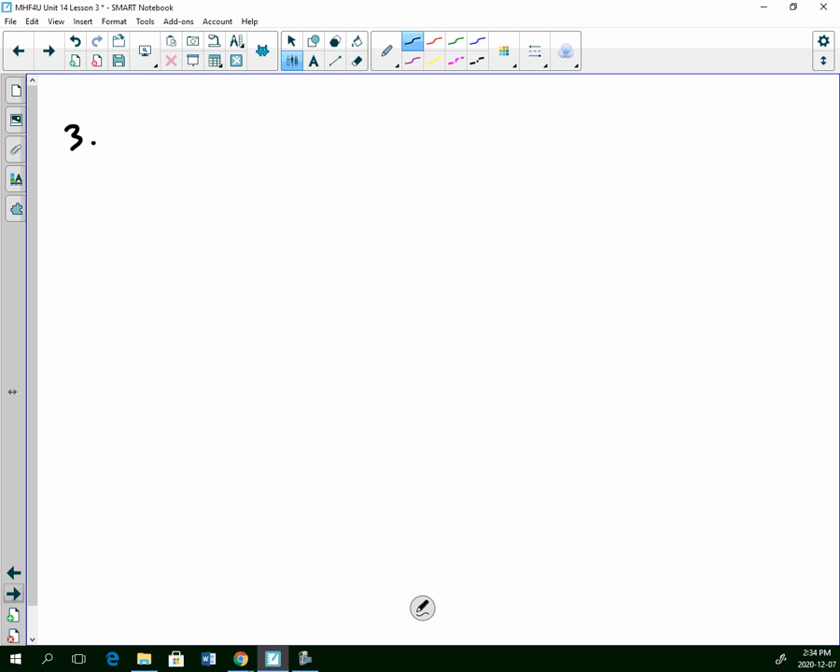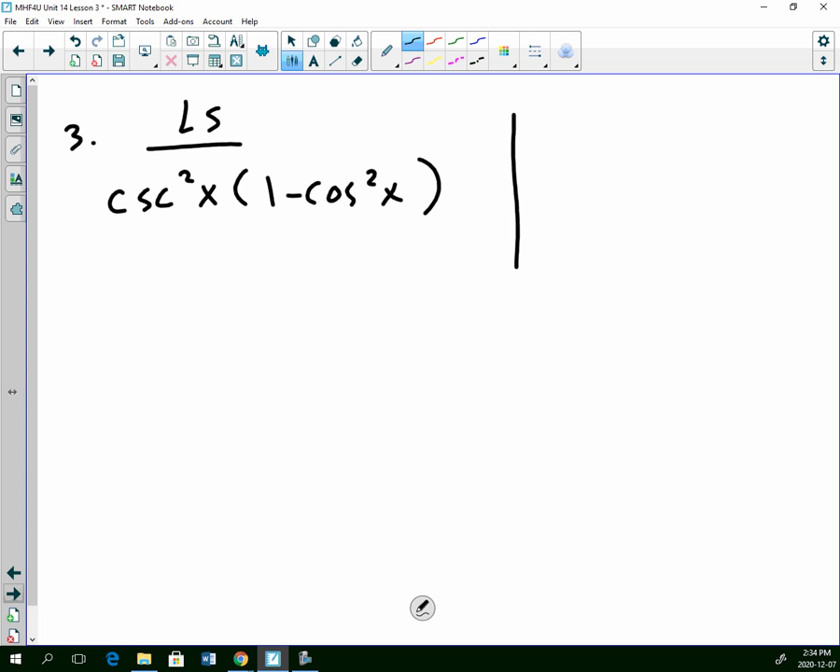Okay, number 3. Left side is cosecant squared x times 1 minus cos squared x, right side is 1. So this one is pretty straightforward. Nothing to do on the right, just equals 1. So on the left, is it in sine and cosine? No. So I'm going to change this to 1 over sine squared.